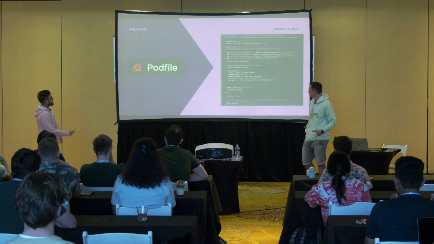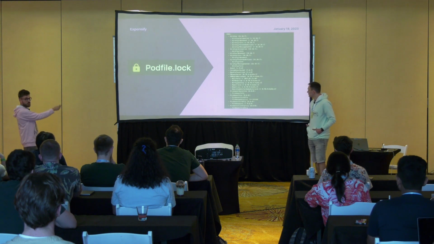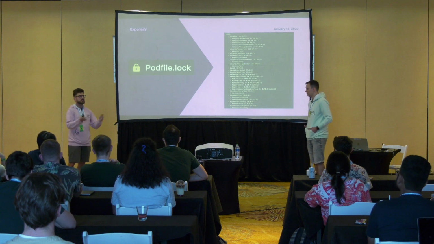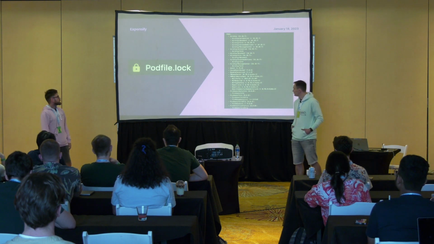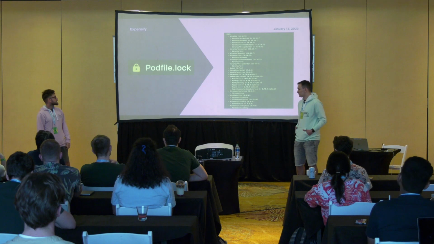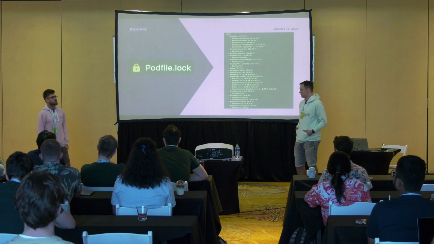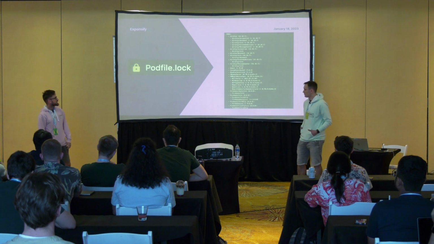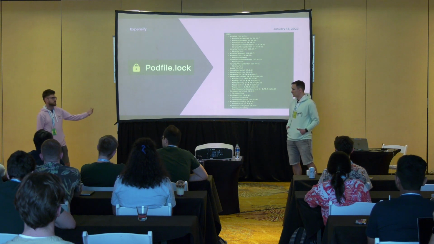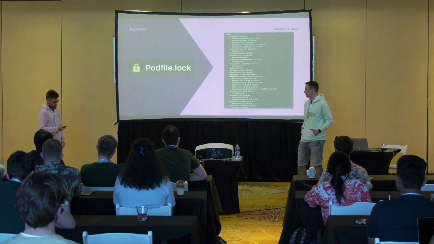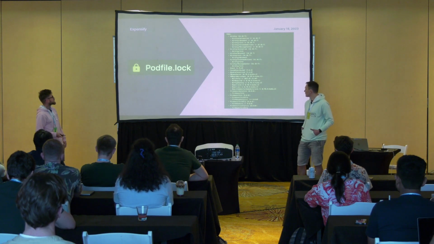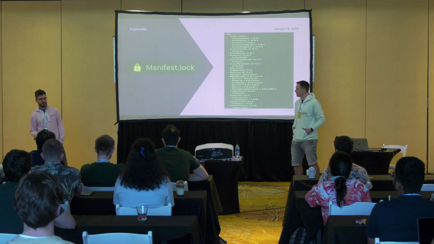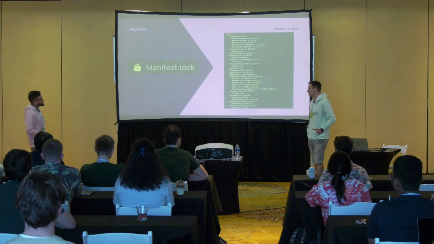However, apart from the Podfile, we have the Podfile.lock. It's very similar to package-lock.json or yarn.lock because it's going to be generated after the pod install command. And it's going to be a list of all the dependencies that your iOS project is going to have. And to make things more confusing, there's also a file called Manifest.lock that should look exactly the same as Podfile.lock. So what's the difference?